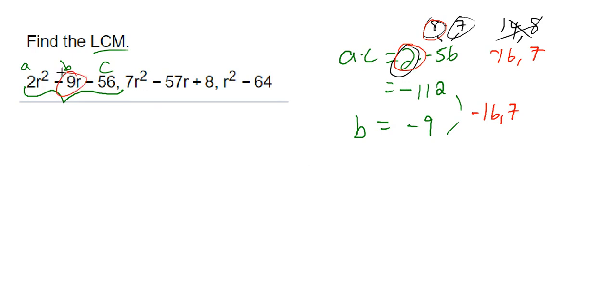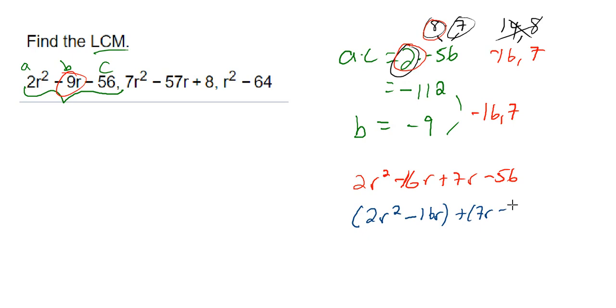So what we have to do is rewrite the negative 9r as negative 16r plus 7r. Right? And so I'll still have 2r squared in front. I'll still have minus 56 as the last term. And again, that's a 16 there. I'm sorry I didn't draw that very well. And then we're going to do factor by grouping. So I'll group the first two terms together: 2r squared minus 16r. I'll group the second two terms together. Factor out the common factor in the first group. That's 2r. It leaves me with r minus 8. Factor out the common factor in the second group. It'll be 7.